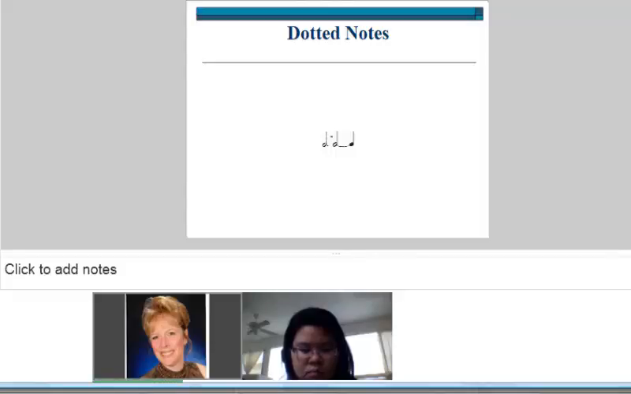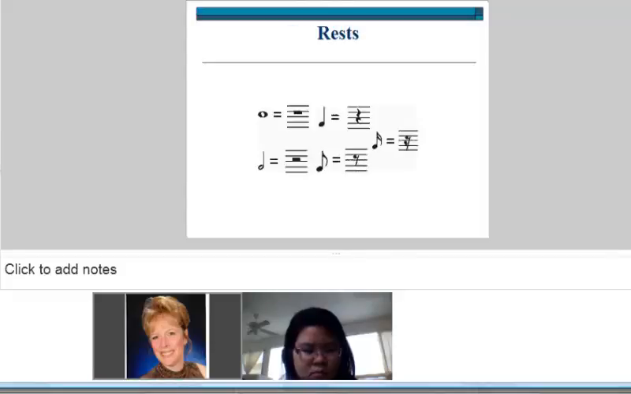Let's look at rests. Rests are simply places where the musician does not play. They also have equal value as the corresponding notes of duration. The first one to the left is a whole rest. Then we have a half rest, then a quarter rest, and a 16th rest.